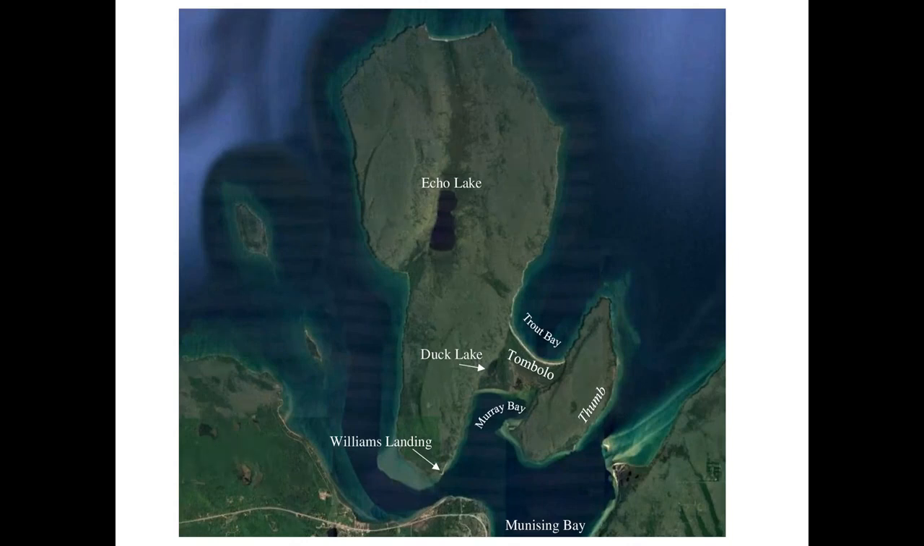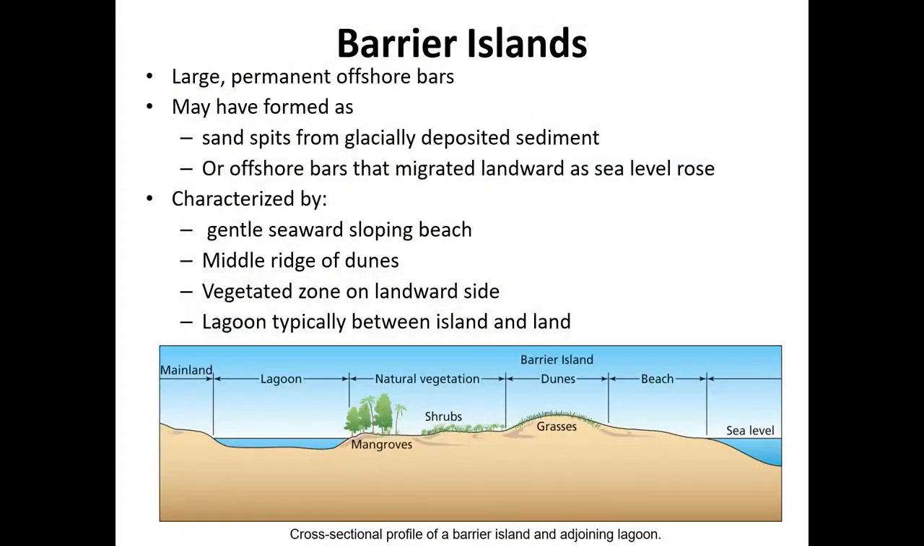And this is basically a tombolo that formed on Grand Island and then linked up with what had previously been its own island and was nicknamed the Thumb. So now it's called the Thumb of Grand Island. But that's an example of a tombolo there. Yeah, Pictured Rocks National Lakeshore is where Grand Island is.